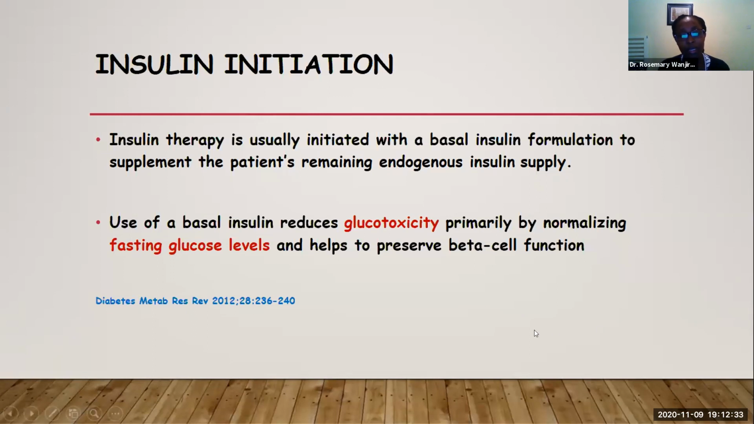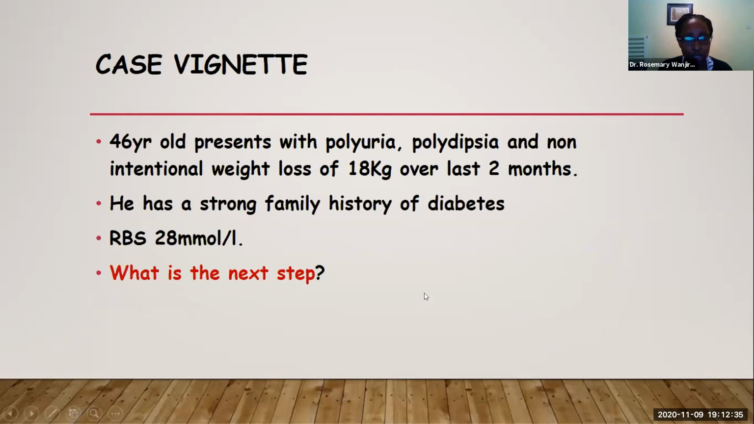So the first thing is basal insulin. I just wrote a small case which will show us what we need to do. A 46-year-old male presented with polyuria, polydipsia, and unintentional weight loss of 18 kilograms over the last 2 months. He has a strong family history of diabetes. He has a random blood sugar of 28 millimoles. What is the next step?